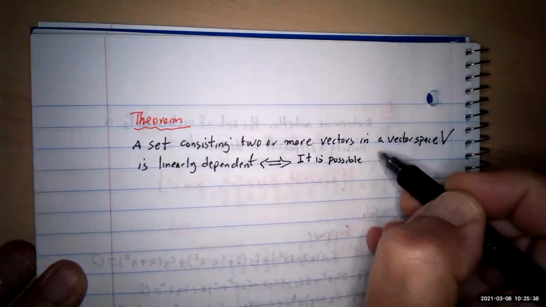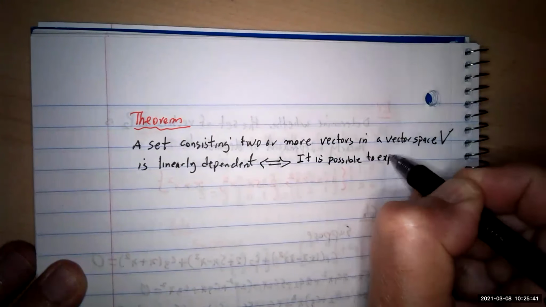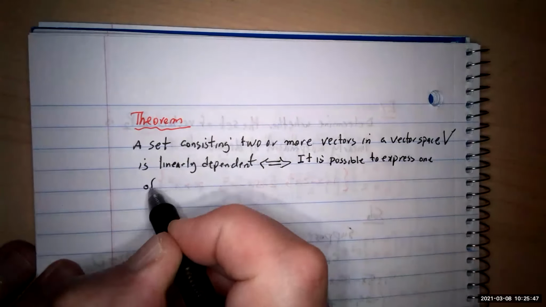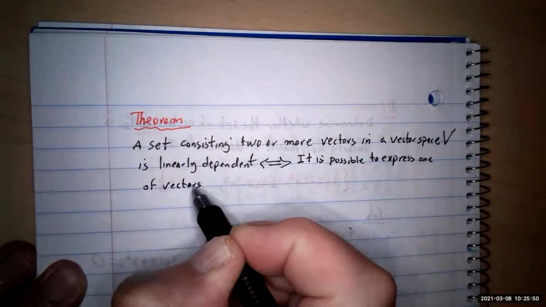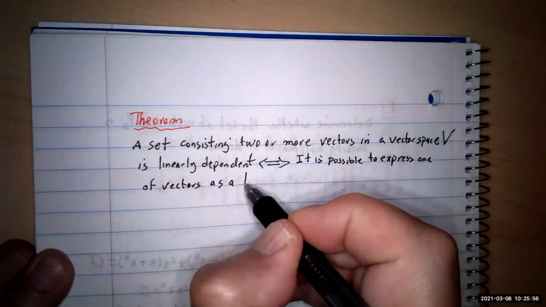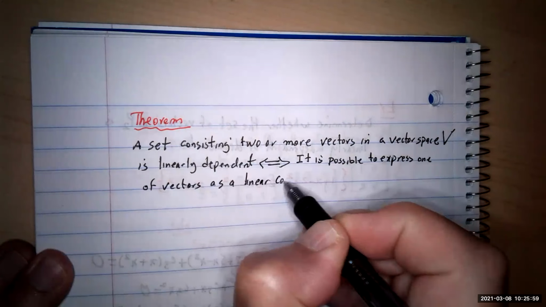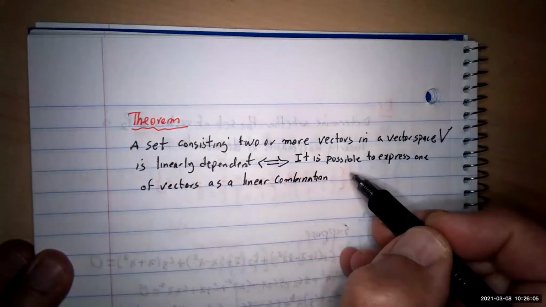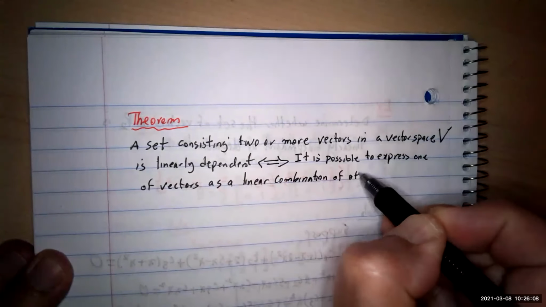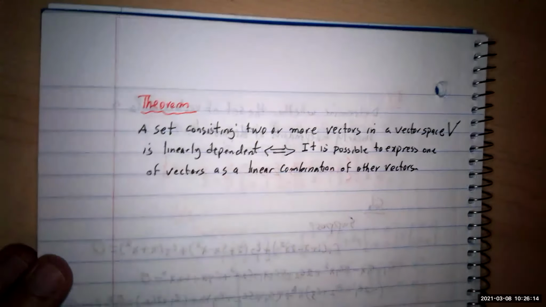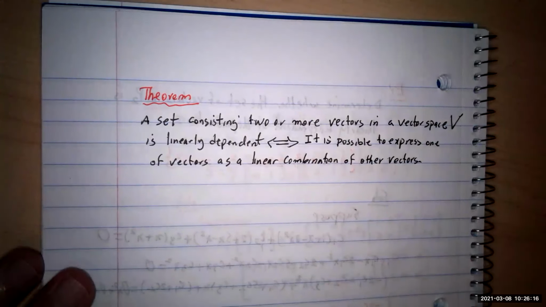It's possible to express one of the vectors in terms of the other ones, as a linear combination of the other vectors. This is just the definition of linearly dependent. It's very easy to prove if you like.